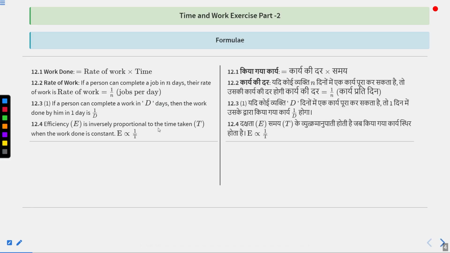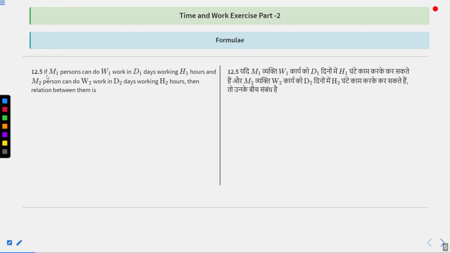Efficiency is inversely proportional to the time taken when the work done is constant. So we can write E is inversely proportional to t, that is, E is proportional to 1 upon t. Next formula: if M1 persons can do W1 work in D1 days working H1 hours, and M2 persons can do W2 work in D2 days working H2 hours, then the relation between them becomes M1 D1 H1 upon W1 equals M2 D2 H2 upon W2.